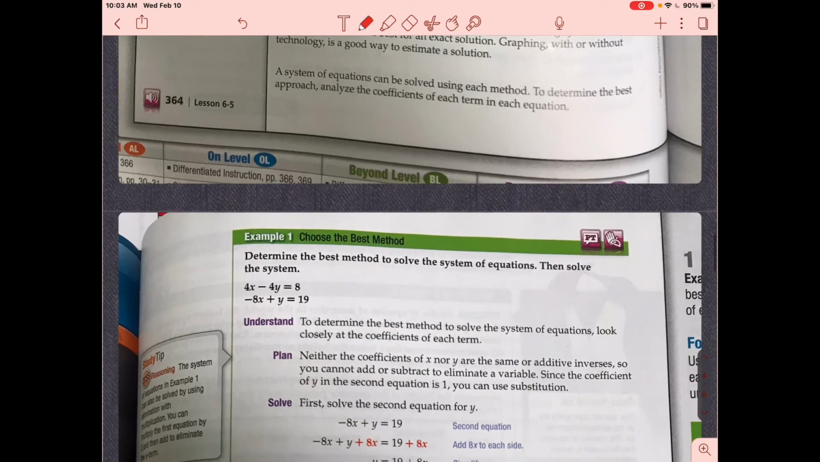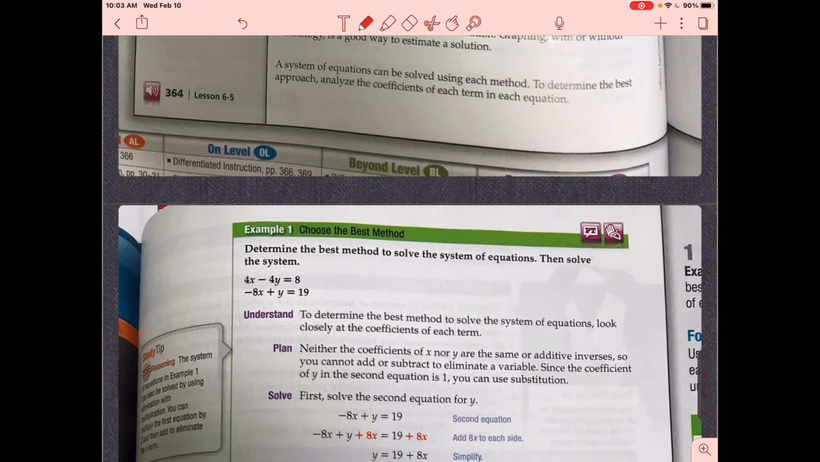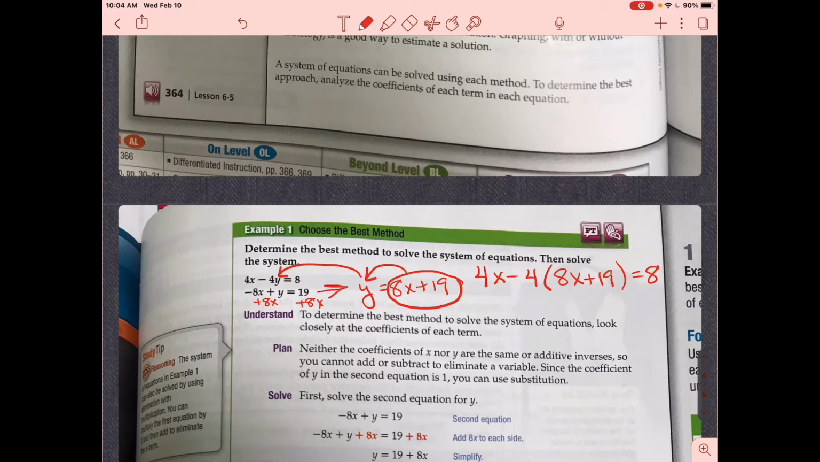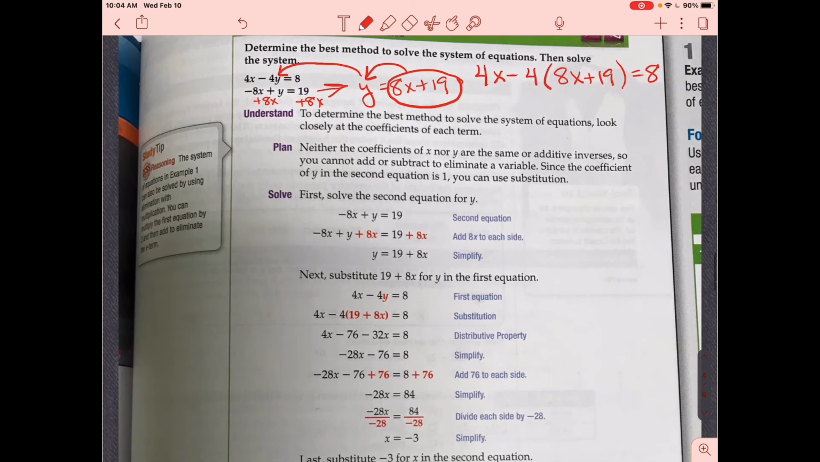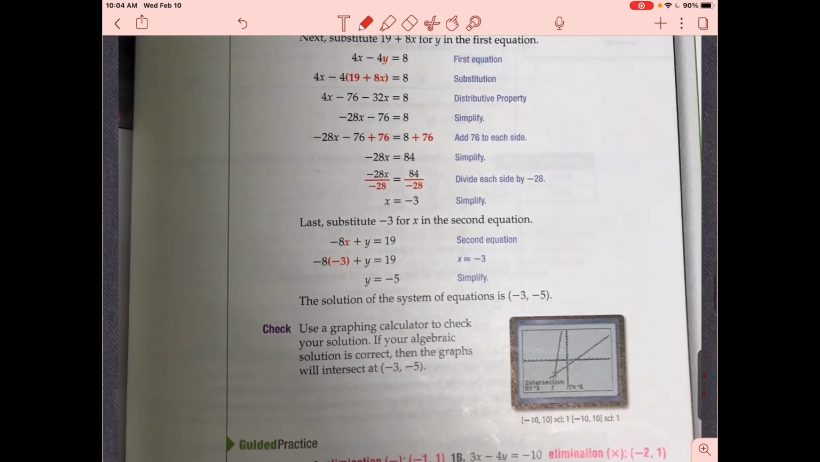When we look at something like 4x minus 4y equals 8 and negative 8x plus y equals 19, every method will work, but not all of the methods are equally direct or simple to use. In this case, the book is going to choose to use substitution because we can rearrange this equation pretty quickly by adding 8x to both sides and get y equals 8x plus 19. Then we can use this little expression, which is what y is, to plug into the other equation, 4y. So we can set it up by saying 4x minus 4 times (8x plus 19) equals 8. And then we're on our way. We need to use quite a bit of algebra, but we're on our way to solving for x. Once we've solved for x, we can plug it in for y, and we will have the answer.